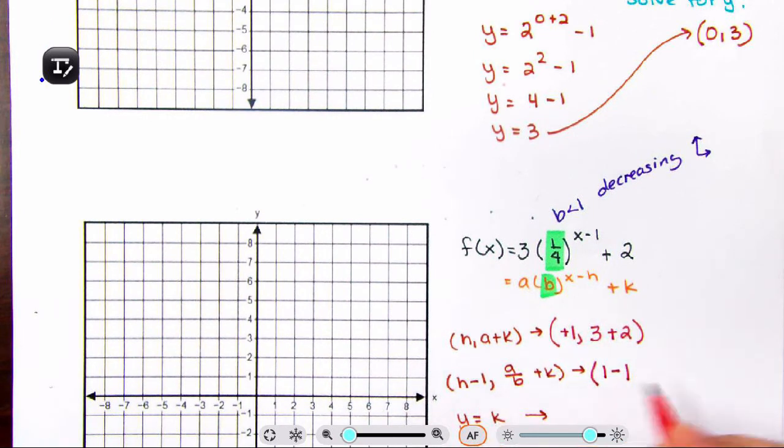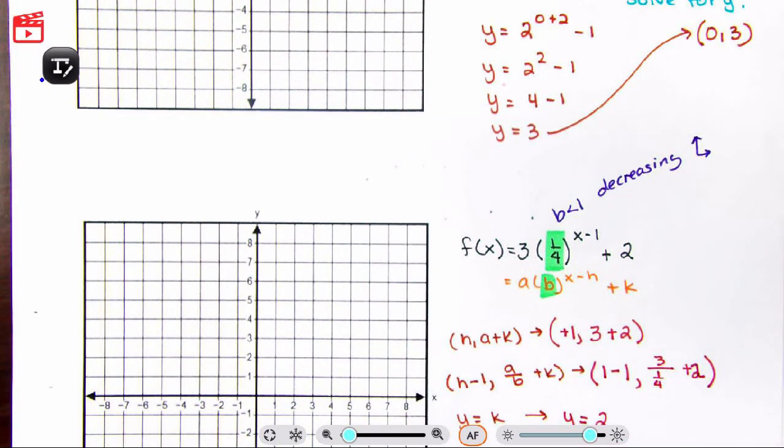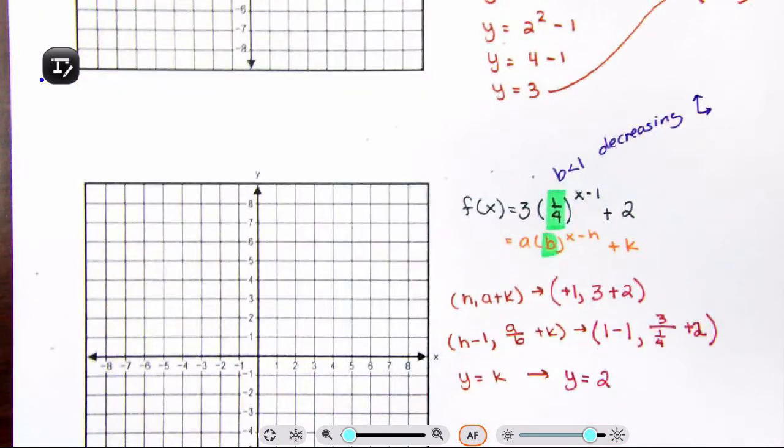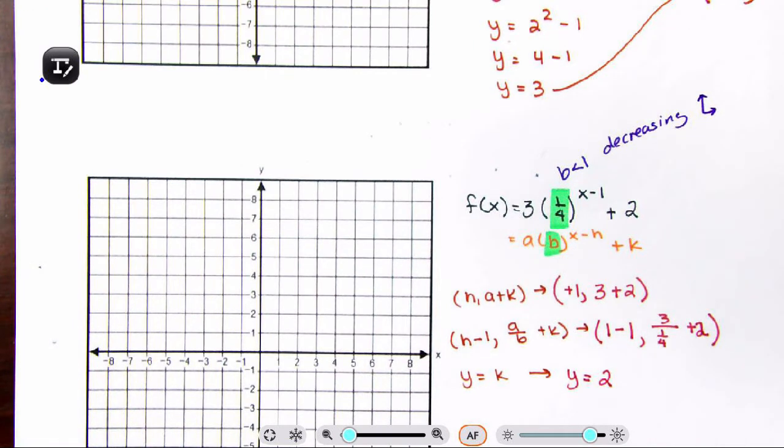We're going to subtract 1. Your a value is 3. Your b value is 1/4. And we're going to add a k value to that, which is 2. And your asymptote is y equals your k value, which is 2. At this point, you can choose to find your y-intercept. I'm going to choose to do that after.